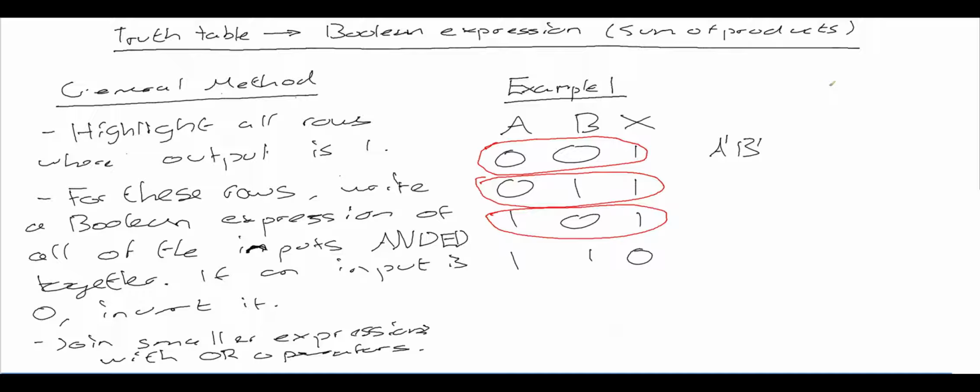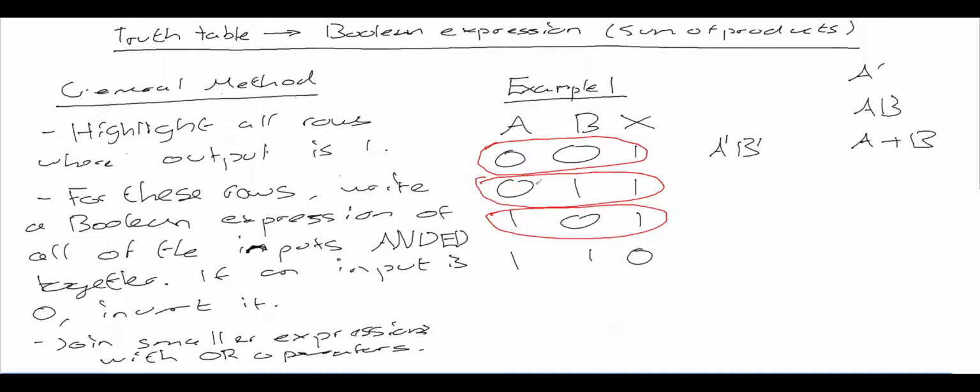And just a quick note on the notation I'm using. If I want to NOT something, I'm going to write it like that, so that's A and NOT A. If I want to AND two things together, I'm going to write it like this, that will be A and B. And if I want to OR two things together, I'm going to write it like this, so A or B with a plus in the middle.